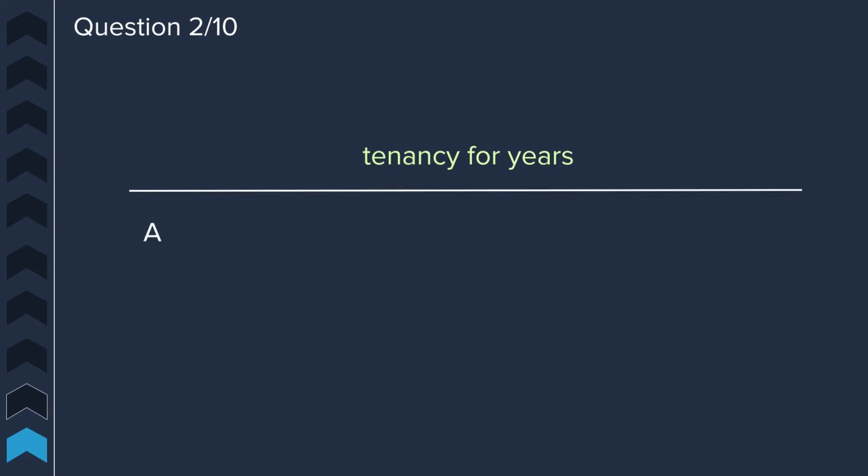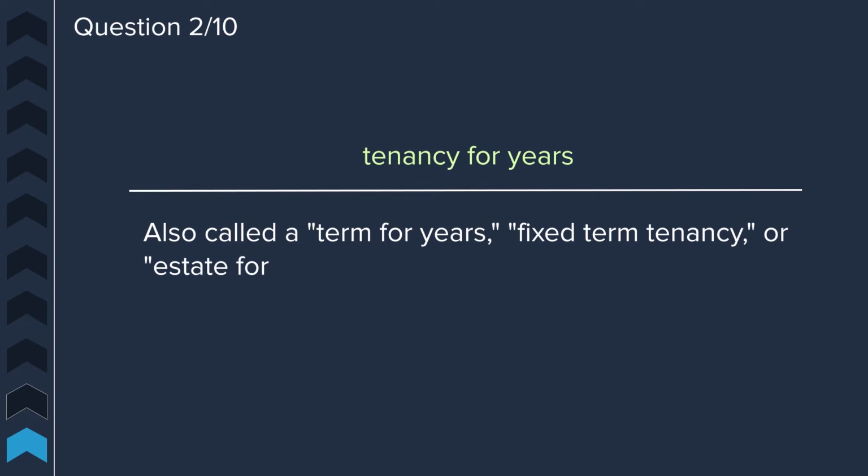Question two, what is a tenancy for years? A tenancy for years can also be called a term for years, a fixed term tenancy, or an estate for years.